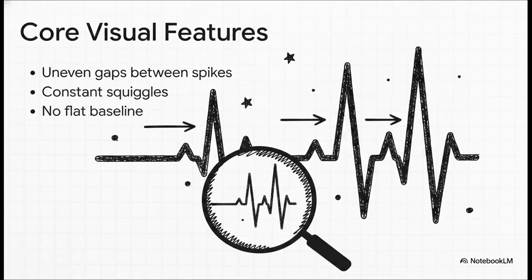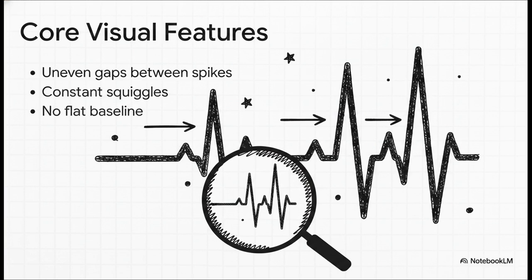Okay, breaking this down, there are two golden rules you've got to master here. First, just look at those tall vertical spikes. Notice how the gaps between them are completely uneven? There's absolutely no steady, marching rhythm here, which is exactly what you'd see if the heart was beating effectively. Instead, the spacing is, well, it's completely unpredictable.